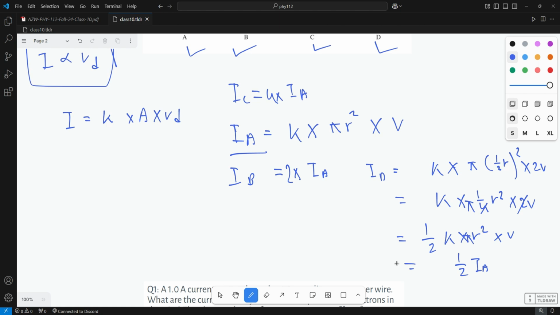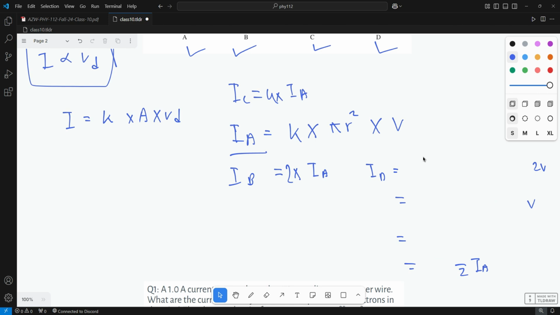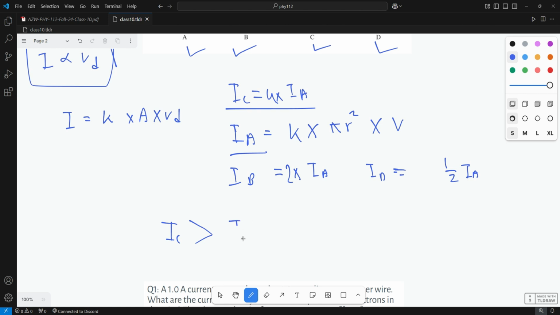So if we rank them, we can write that the greatest is IC, then comes IB, then comes IA, and lastly ID.